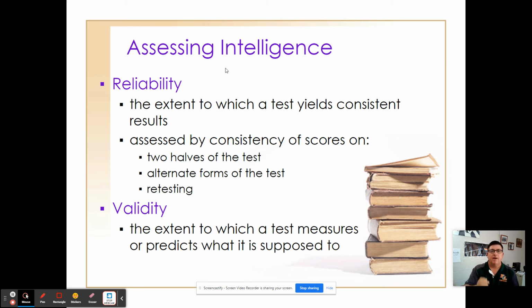That's a good test. Validity is very important as well. Does it test what it's supposed to test? It's the extent to which a test measures or predicts what it's supposed to.